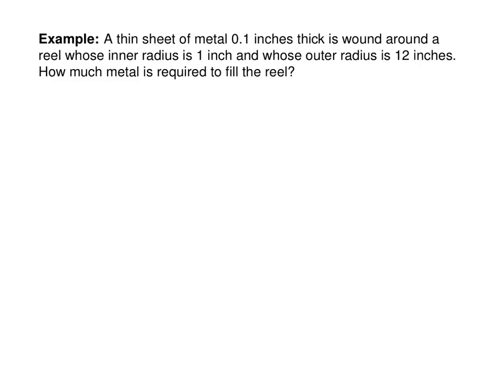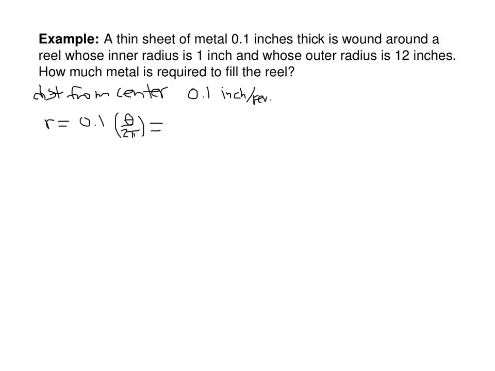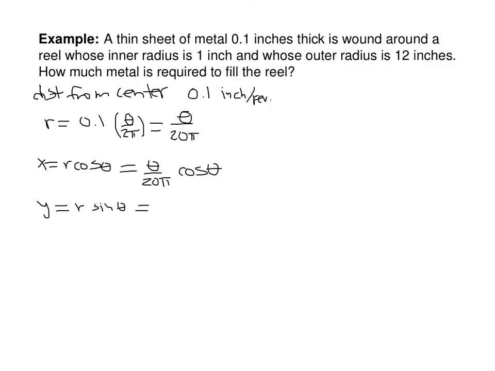So what we're going to start with saying is that the distance from the center is going to increase linearly at 0.1 inches per revolution. So that tells us that the radius is equal to 0.1 times theta over 2 pi. And since 0.1 is 1/10, it's theta over 20 pi. And we have that x is equal to r cos theta, or theta over 20 pi times cosine theta, and y is equal to r sine theta, which is theta over 20 pi times sine theta.